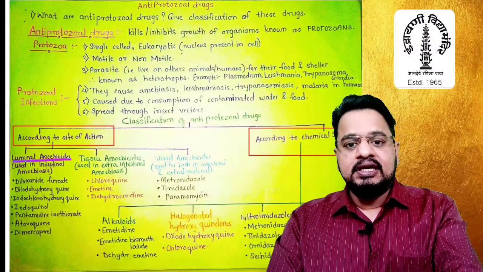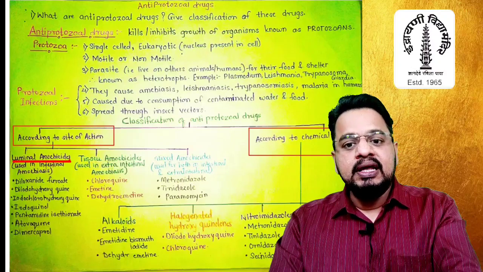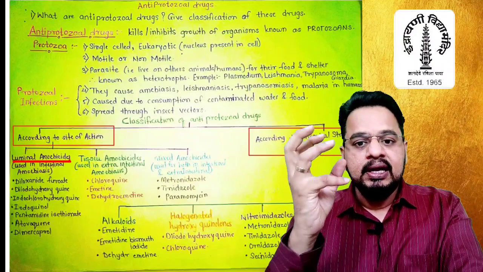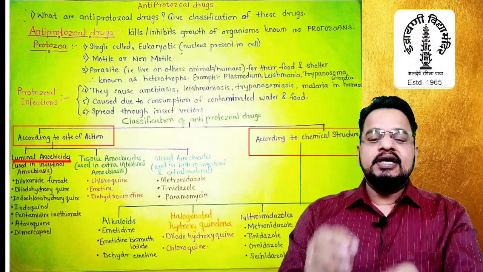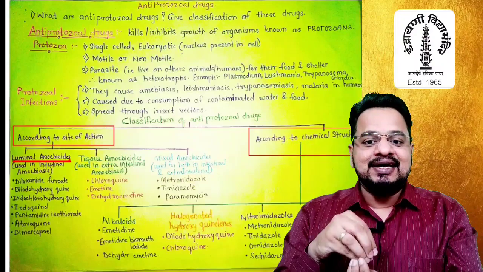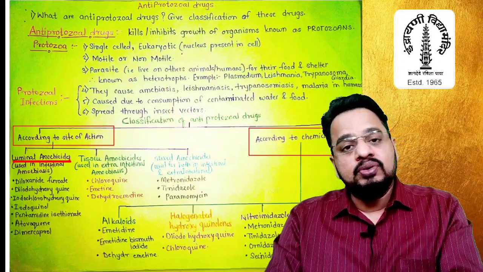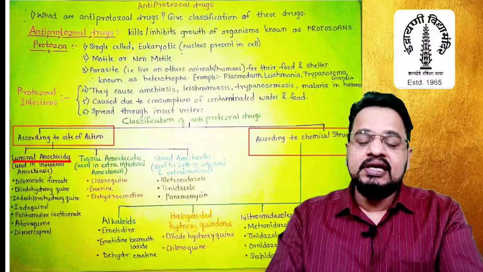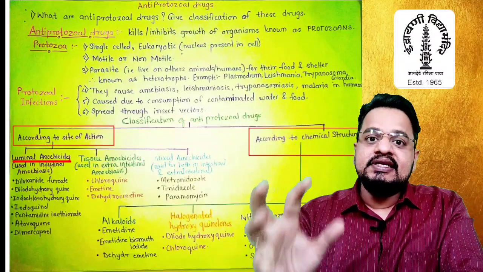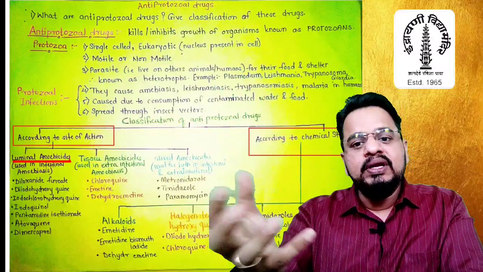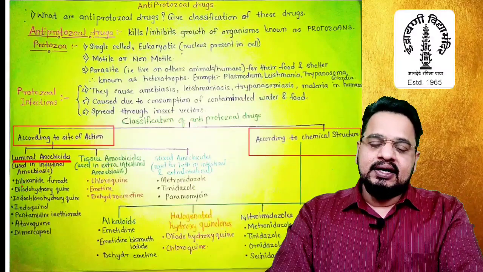Now the first would be the luminal amoebicides. These are used in the intestine. Understand? So that is intestinal amoebiasis, which we had discussed in the last lecture. So for intestinal amoebiasis, the drugs which are used are called luminal amoebicidal drugs.